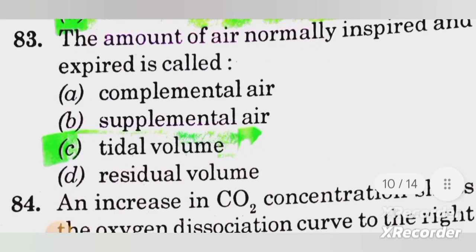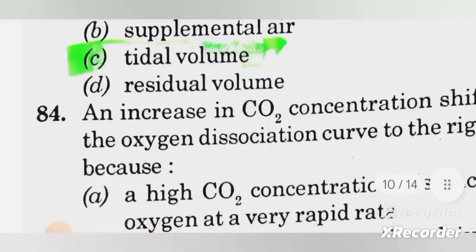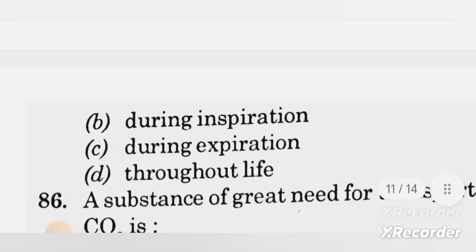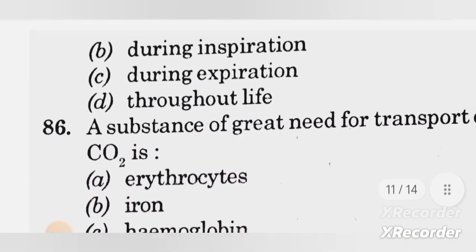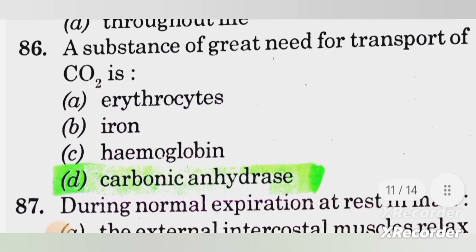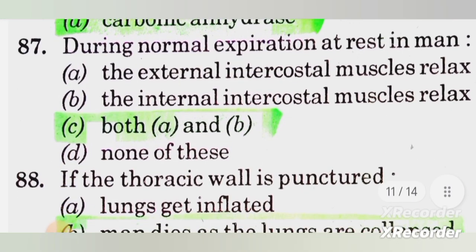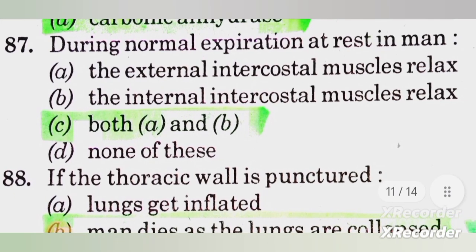Next, 86. A substance of great need for transport of CO2 is answer D, carbonic anhydrase. Next, 87. During normal expiration at rest in man, answer C, both A and B: the external intercostal muscles relax, the internal intercostal muscles relax.